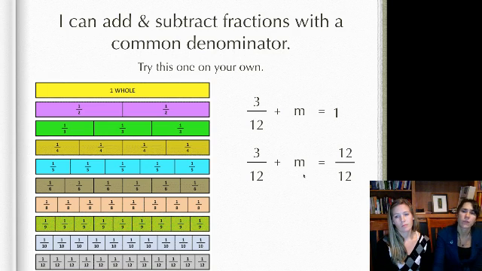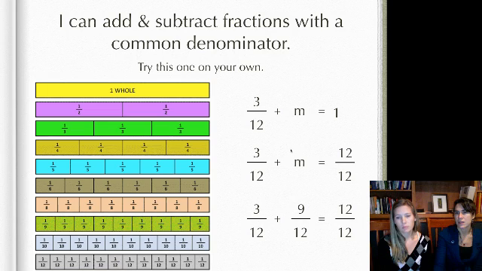Now that you're getting more comfortable with adding fractions, you should have ended up with 9/12 as m here. 3/12 plus 9/12 should equal 12/12.